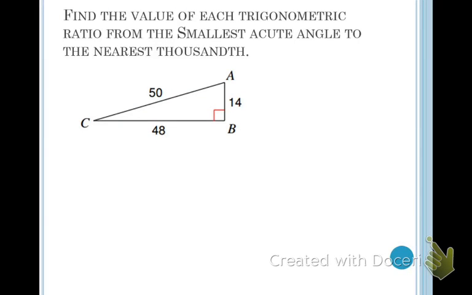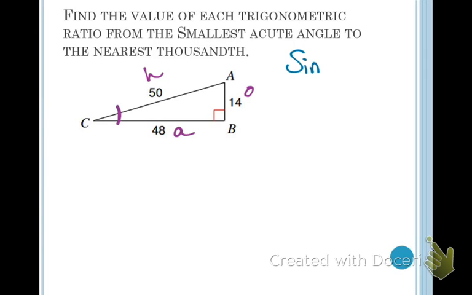Alright, so which of these is the smallest acute angle? C. Why is it C? Across from the small side. So what's my hypotenuse? My opposite. And then that means 48 is my adjacent. So we'll do sine first.